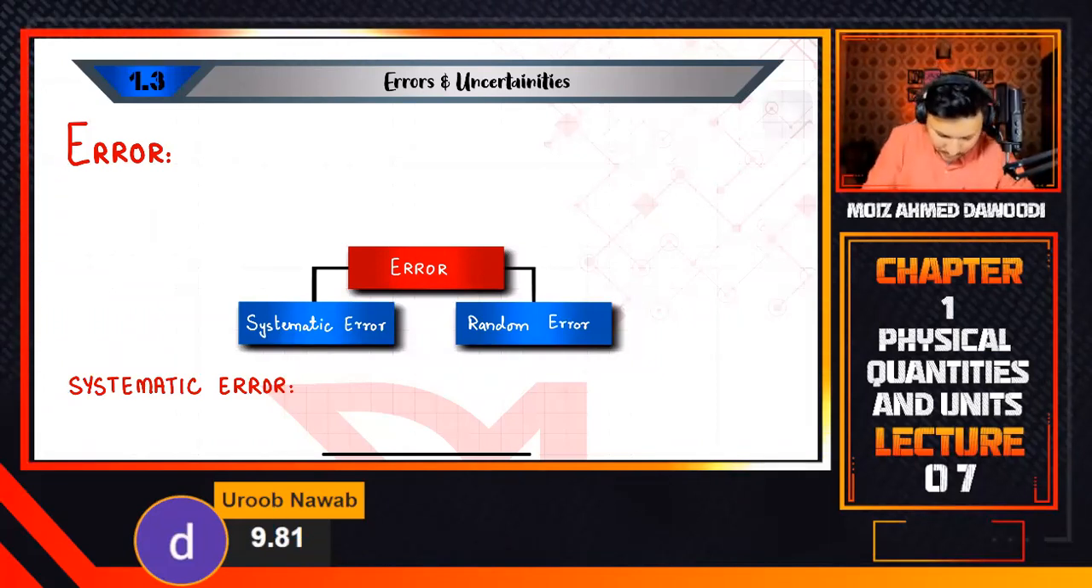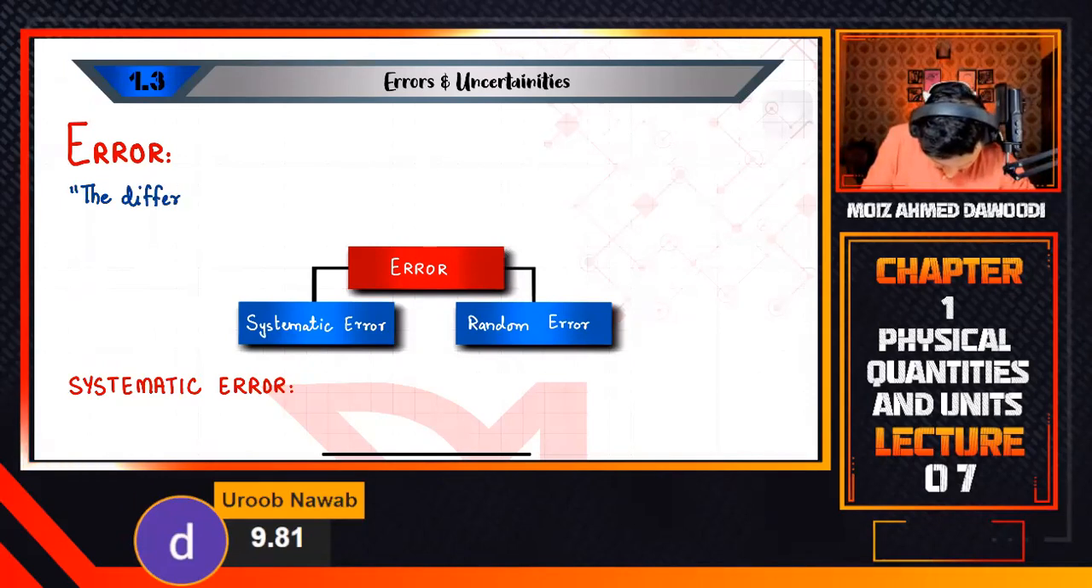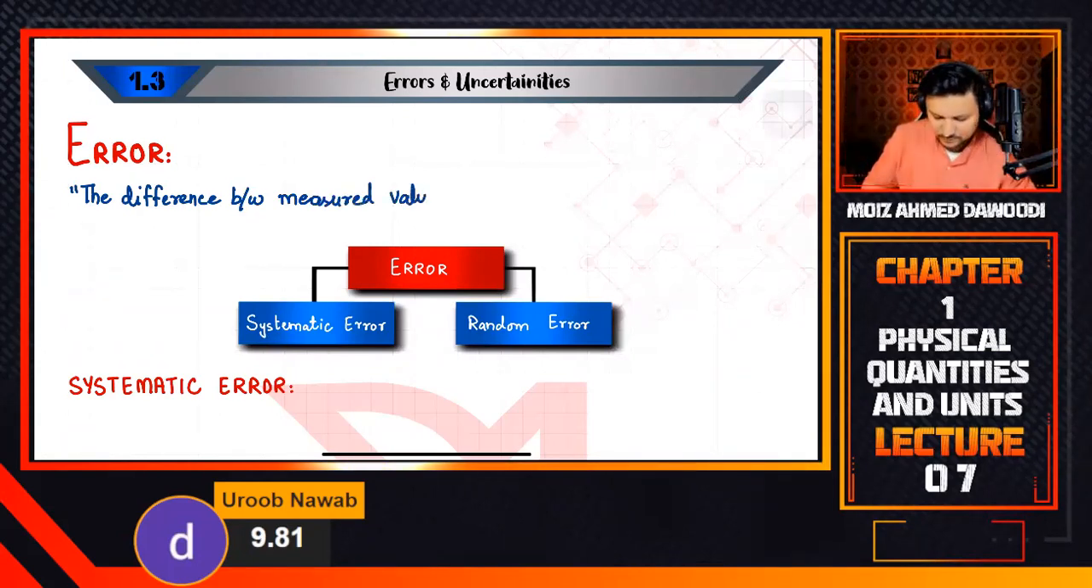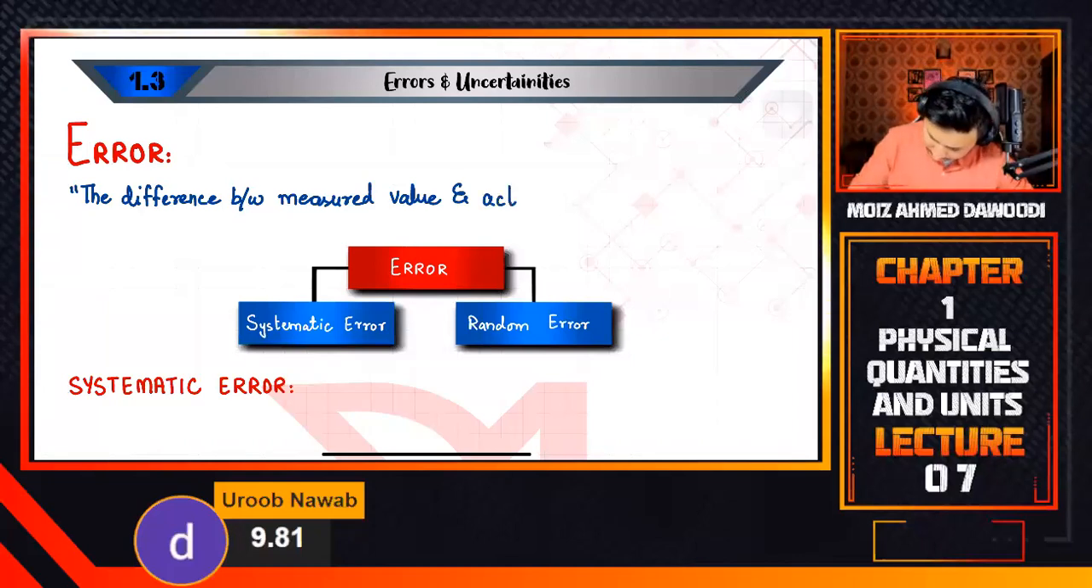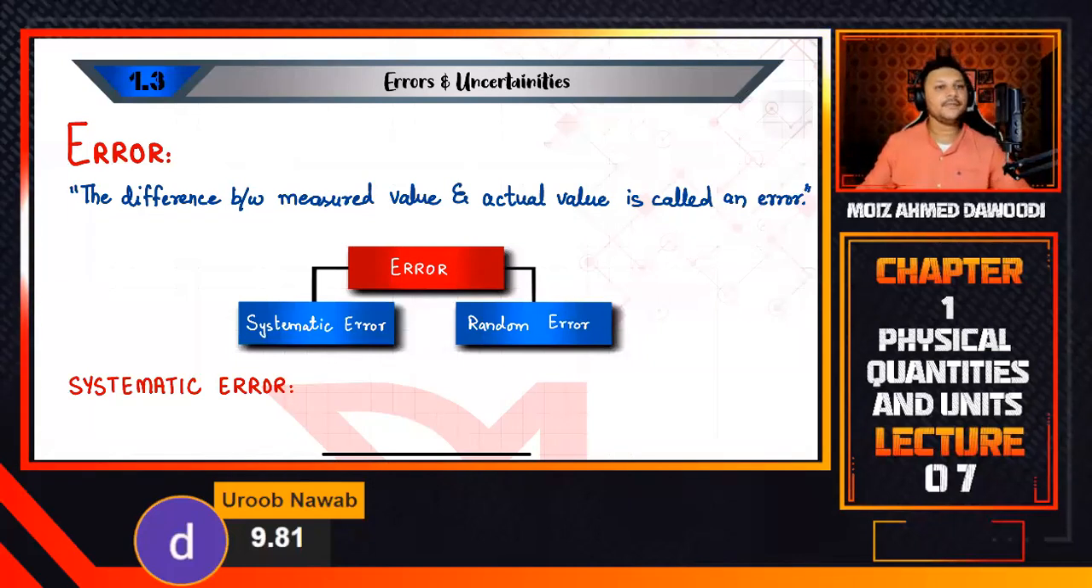Now let's write down the definition. The difference between measured value and actual value is called an error. ठीक है?